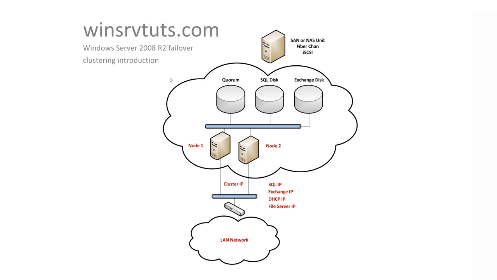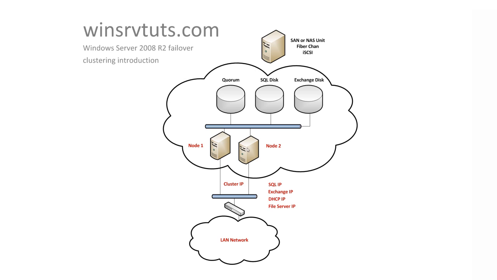So a cluster is a whole, active-passive sort of activity. This is the active node in this case, node 1. This is the passive node, node 2, and a node is just any server in the cluster. So we've got that.